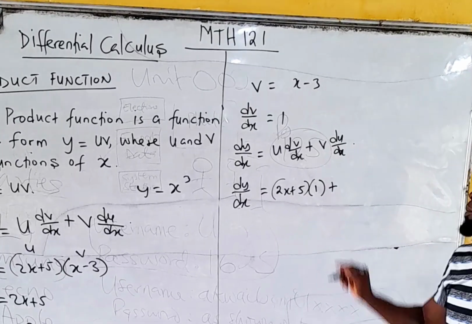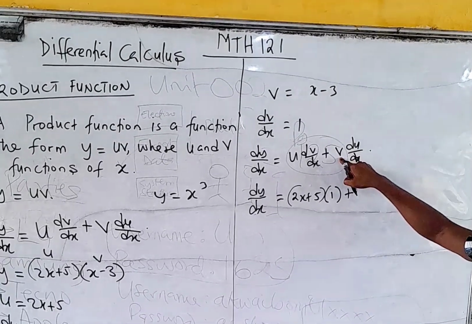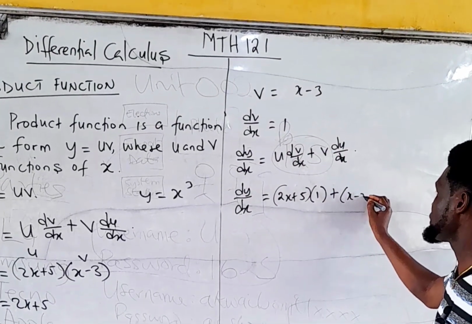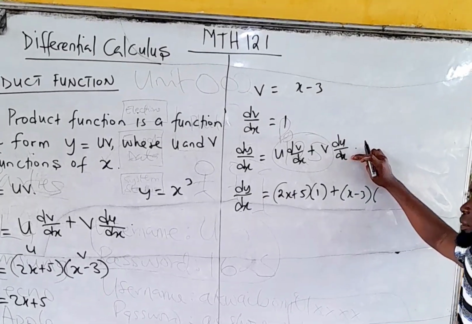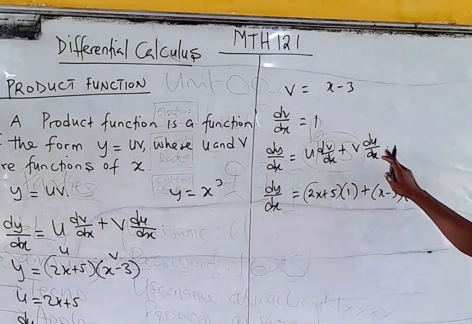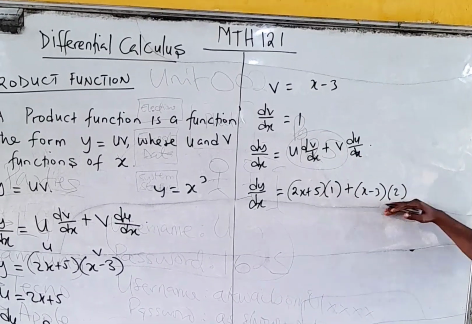Plus, bring back the value of v. What is v? x minus 3. Good, because v is x minus 3. So look at it: x minus 3, times what is du dx? 2. Look at it, du dx is 2. So carry 2, put it here. Look at it, 2. You are done substituting the values.